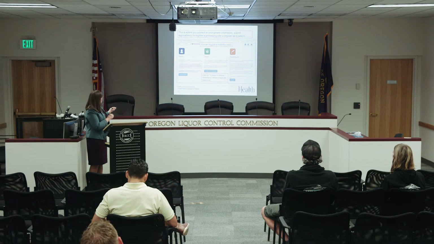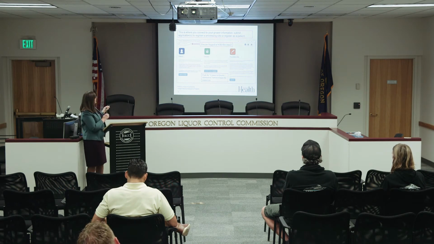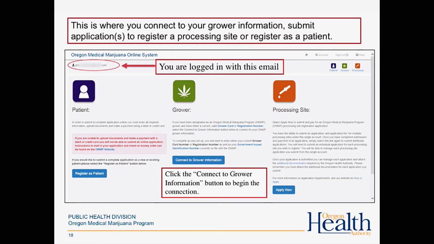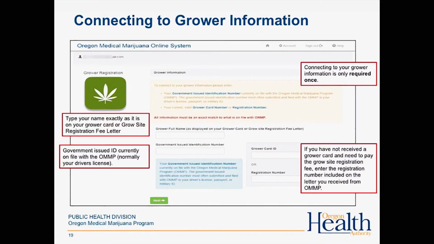So what you're going to do now, you've logged in and you've created your login, and it brings you back to this page where I can do three different things. I could register as a patient or renew, if that happened to be it. I could apply to be a processor, or I can connect to my grower. And that's what we're going to do now, connect to the grower information. So you just click that.